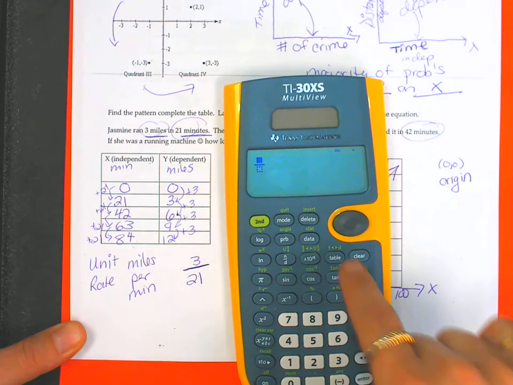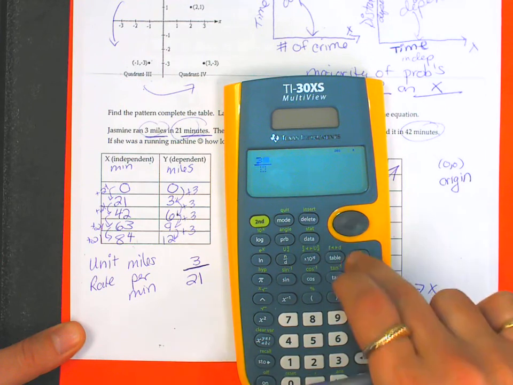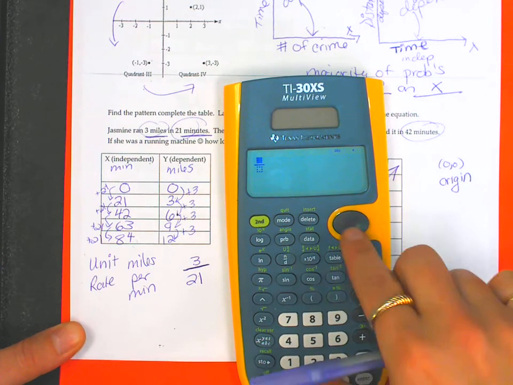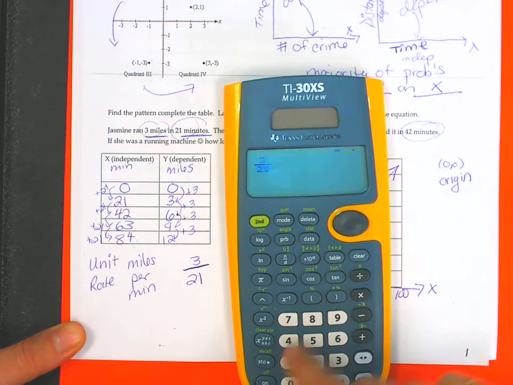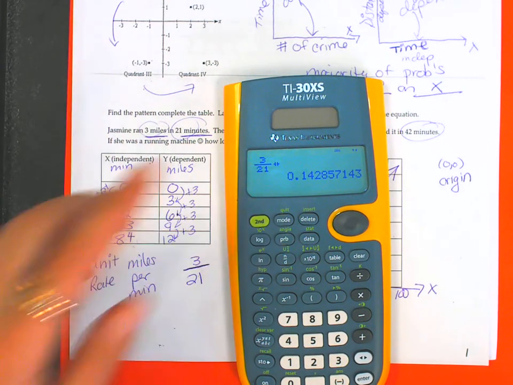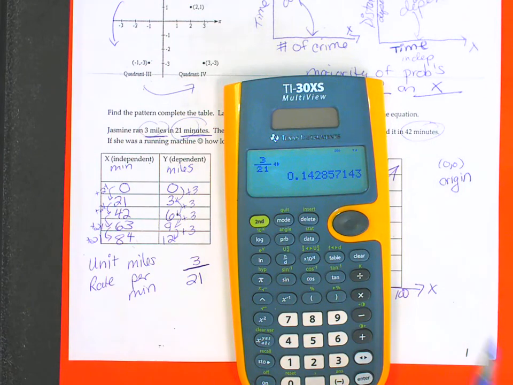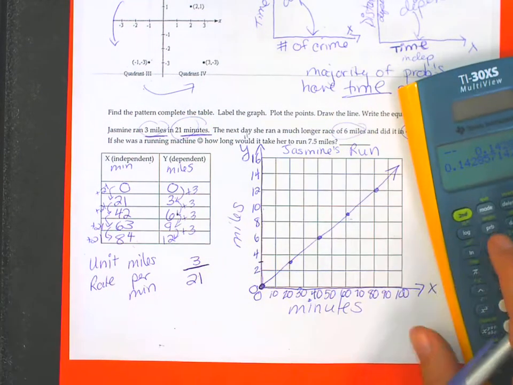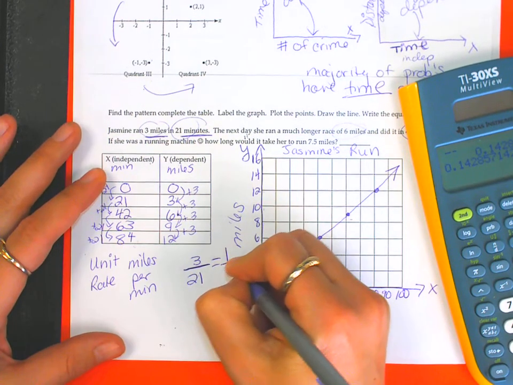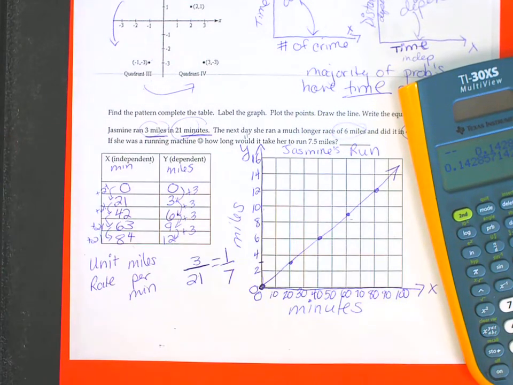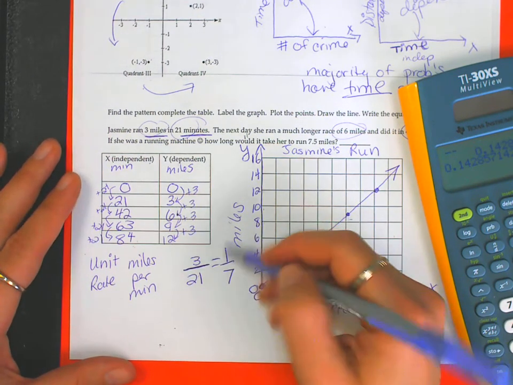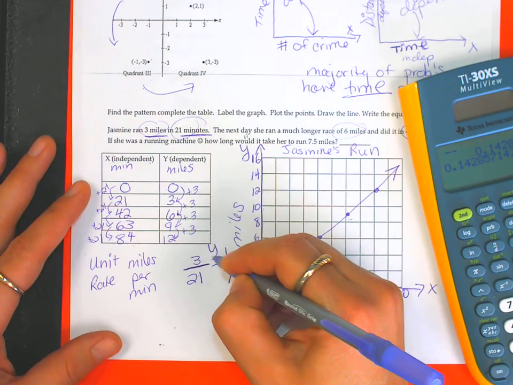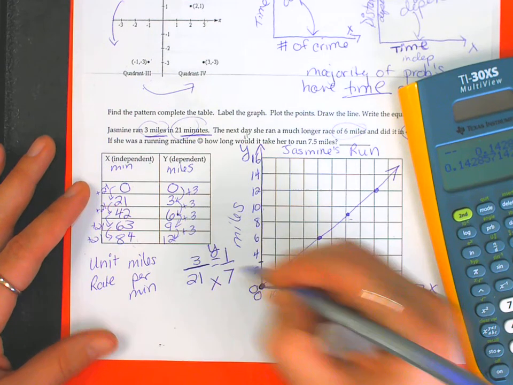So 3 miles, oops, I was going to press divide. No, I'll put it in as a fraction. And then this, she's running about that much of a mile in a minute. And that's kind of ugly. I'm going to change it back to a fraction. It's 1/7 of a mile in a minute. She is running 1/7 of a mile in a minute. And I get this number by always taking my dependent variable and dividing by my independent variable.